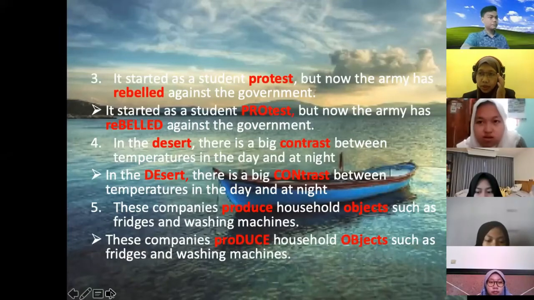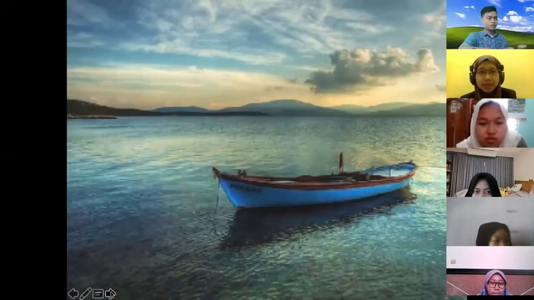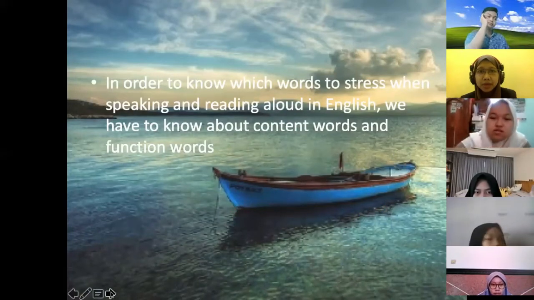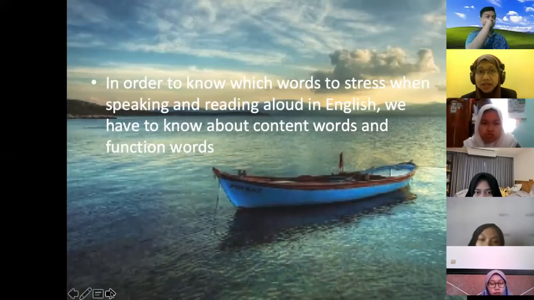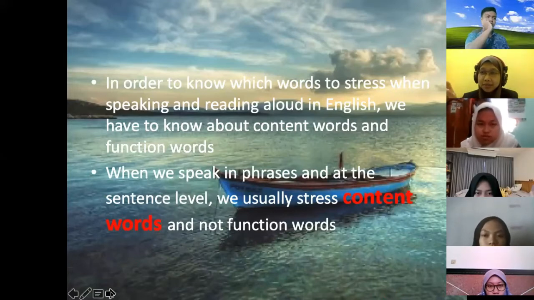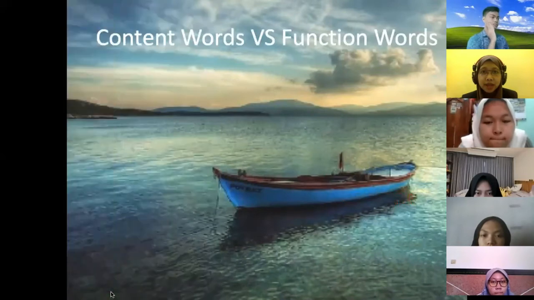So next, let's come to the material about sentence stress. In order to know which word to stress when speaking and reading aloud in English, we have to know about content words and function words. Apa itu content words? Apa itu function word? When we speak in phrases and at the sentence level, we usually stress content words and not function words. Jadi kalau ada kalimat seperti tadi, yang ada word stressnya, yang harus Anda fokuskan adalah content word, not function word. Content words versus function words.